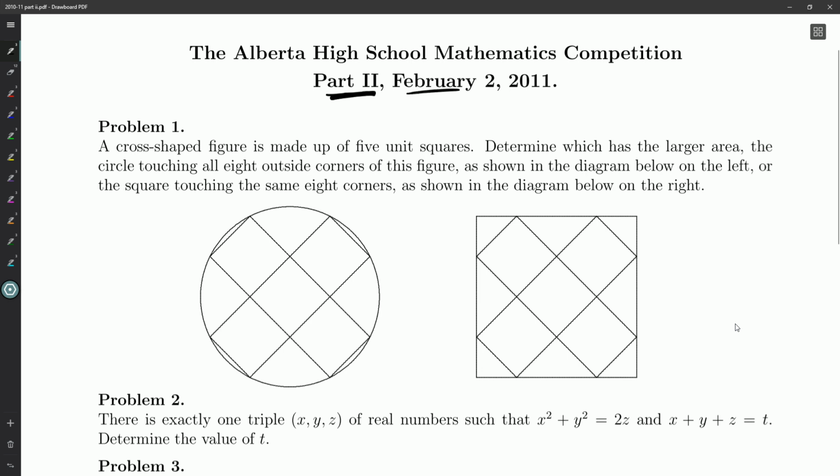We're just going to do problem number 1 in this video. A cross-shaped figure is made up of 5 unit squares. Determine which has the larger area: the circle touching all 8 outside corners of this figure, as shown in the diagram, or the square touching the same 8 corners. So they've put a little square around it. Okay, well, we need to know which has the larger area. Fine. How are we going to find these areas?